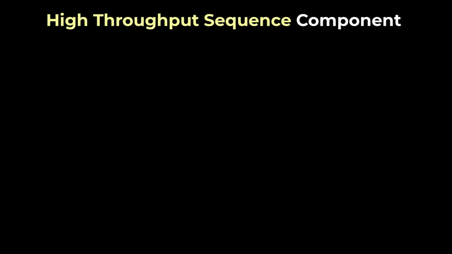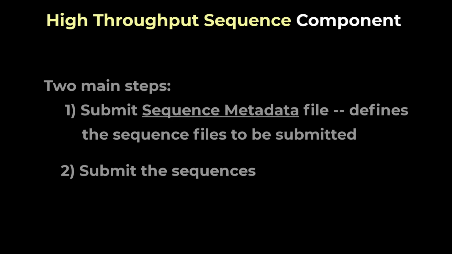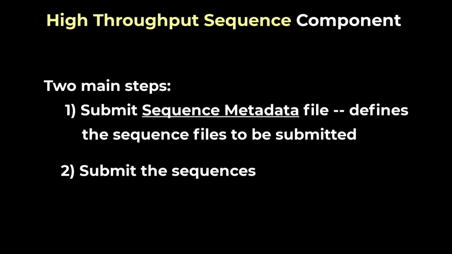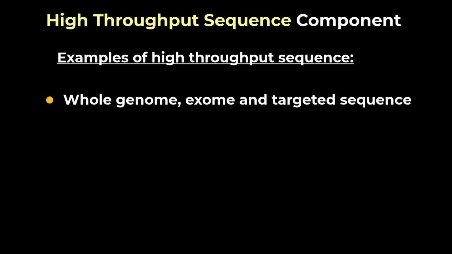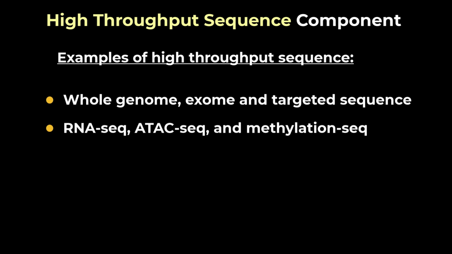Now let's look at two more components, high-throughput sequences and molecular data. If submitting high-throughput sequence, here are some considerations. Overall, the process will take 2 steps. Step 1 is to submit a valid sequence metadata file that is used to define the sequence files that will be submitted. Once those are loaded, step 2 is to submit the sequences. Here are some examples of high-throughput sequence: whole genome, exome, and targeted sequence, and RNA-seq, ATAC-seq, and methylation-seq.